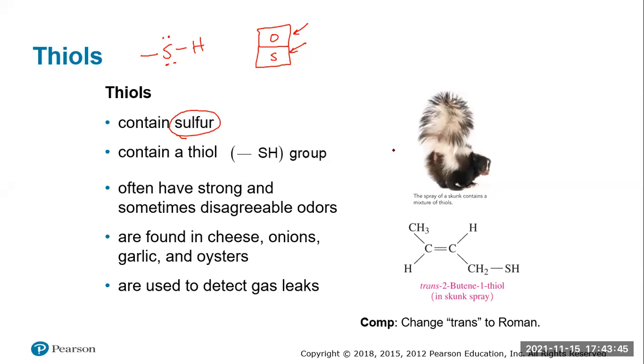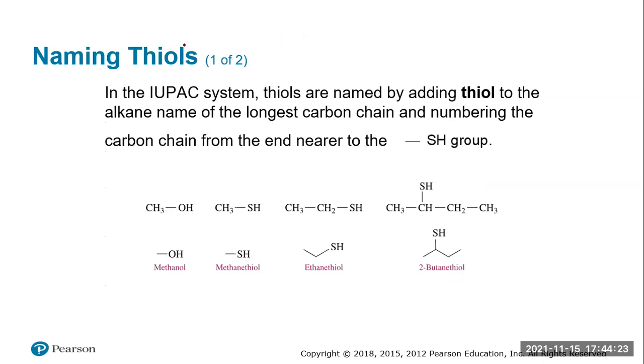As you could probably tell from the skunk here, things that contain sulfur are not the greatest smelling. Also, sulfur is put into gas lines, so you can smell it if there is a gas leak, which is a good thing. They're similar in terms of functional group to an alcohol, but a little bit different, because we're dealing with sulfur. It doesn't have the ability to hydrogen bond, because we have a hydrogen bonded to sulfur and not nitrogen, oxygen, or fluorine. So it cannot hydrogen bond like an alcohol.